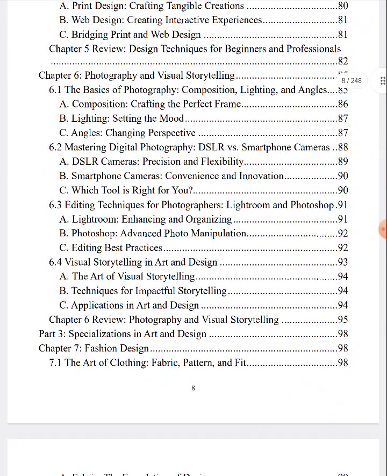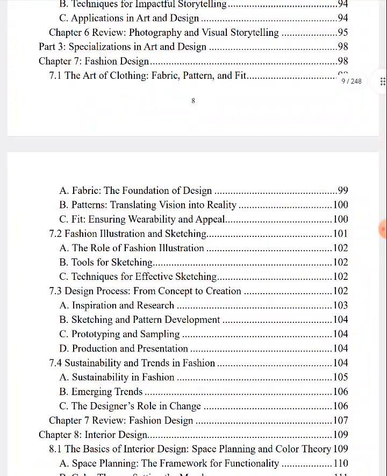Chapter 6, Photography and Visual Storytelling: the basics of photography, composition, lighting, and angles; mastering digital photography, DSLR versus smartphone cameras; editing techniques for photographers, Lightroom and Photoshop; visual storytelling in art and design. Part 3, Specializations in Art and Design.